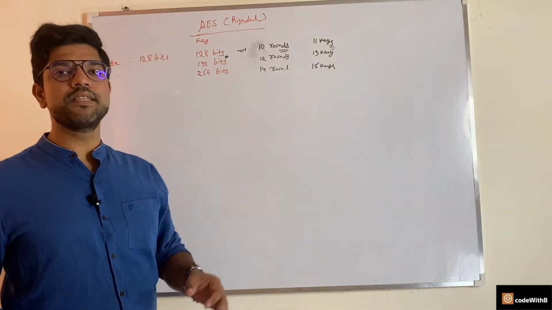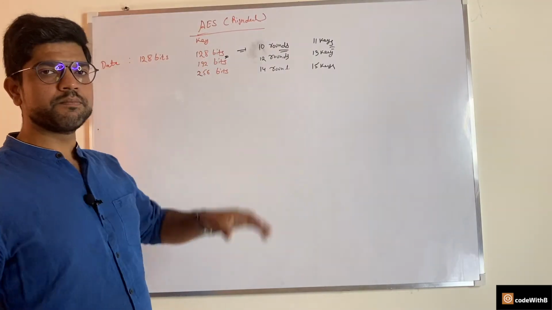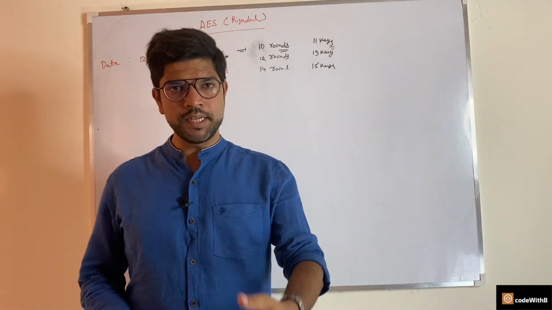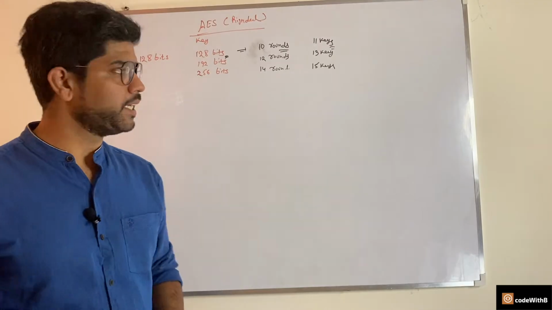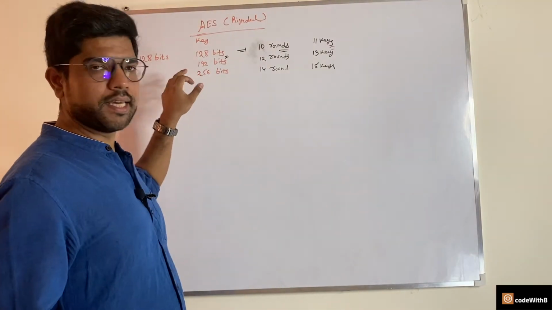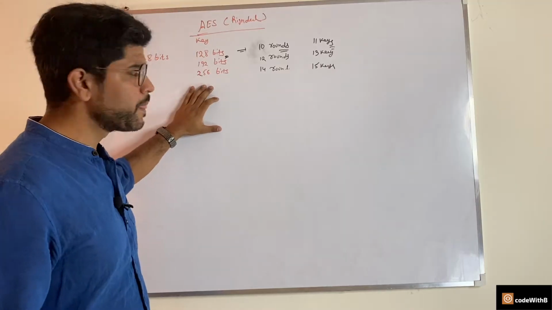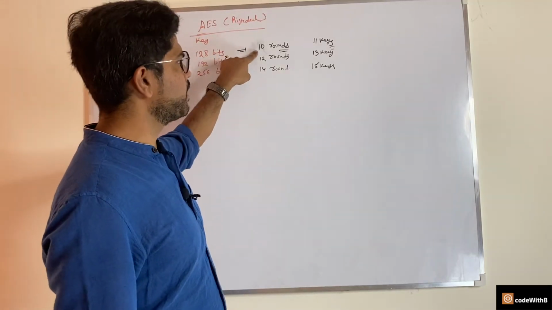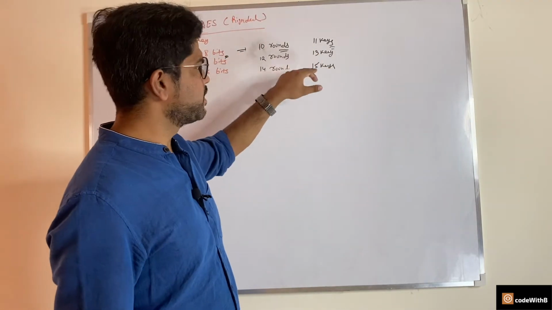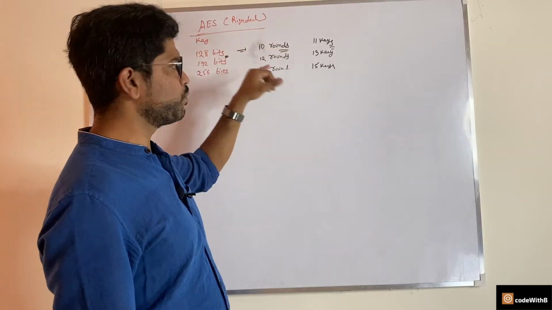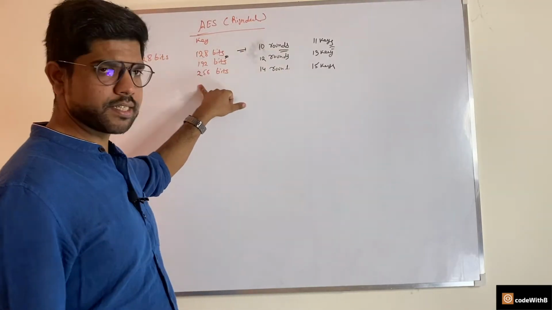We have already talked about the AES algorithm, different kind of rounds. So in each round we need a different key, right? Originally we have got a key of length 128 bits or 192 or 256 bits. For the 128 bits we have 10 rounds, so we need 11 keys. Similarly we need 13 keys for 192 bits, 15 keys for 256 bits.